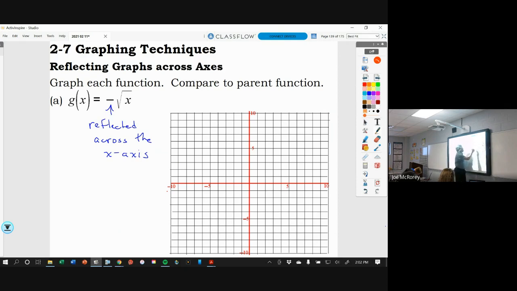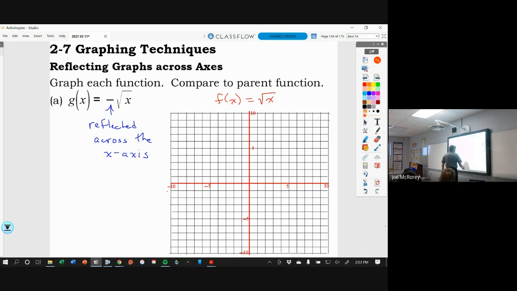I guess I'll do this one in a different color. The parent function of that one is square root of x. What does the graph y equals square root of x look like? It goes like this, and then it's like a little curve.